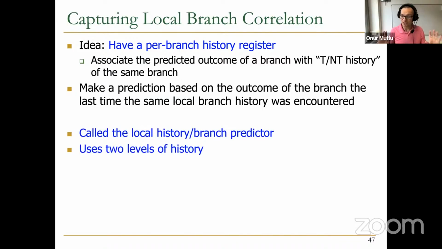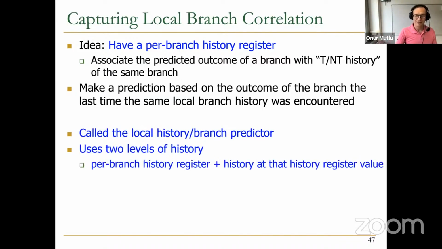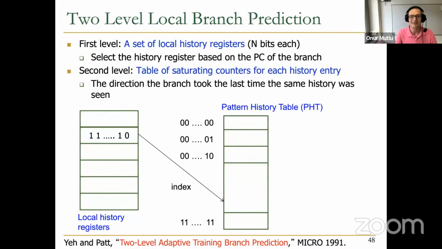It uses 2 levels of history again, right? Not 1 level. One is the per branch history register: what's the local history of the branch? And the second is history at that history register value, meaning what was the outcome of the branch last time I saw this history for this branch? Was it taken? Was it not taken? Was it weakly taken? Was it weakly not taken? So basically, you can have hysteresis in this one as well, right? So that's the idea. So the picture is very similar to the global branch predictor.